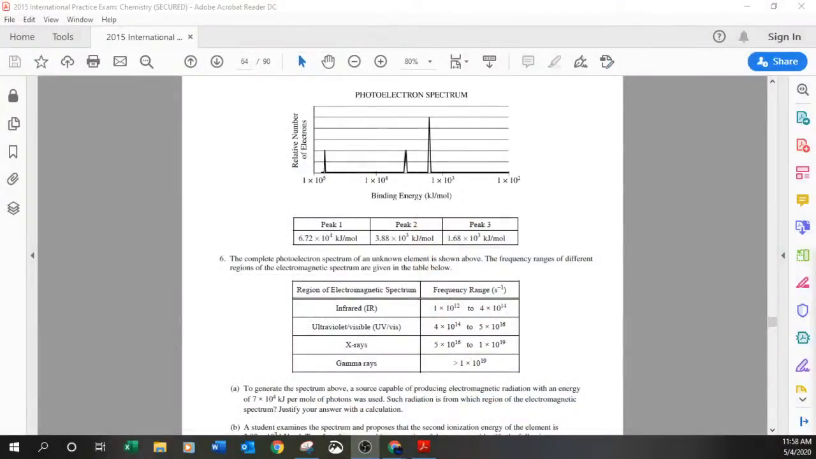Alright. So the basic problem we have is, it says the complete photoelectron spectrum is given. For the first part it says to generate the spectrum a source capable of producing electromagnetic radiation in the range 7 times 10 to the 4th kilojoules per mole. Such radiation is from which part of the spectrum? And then it asks us to justify. Alright.